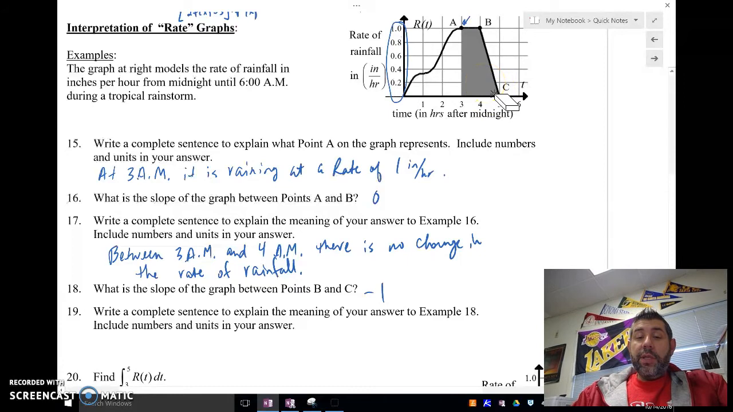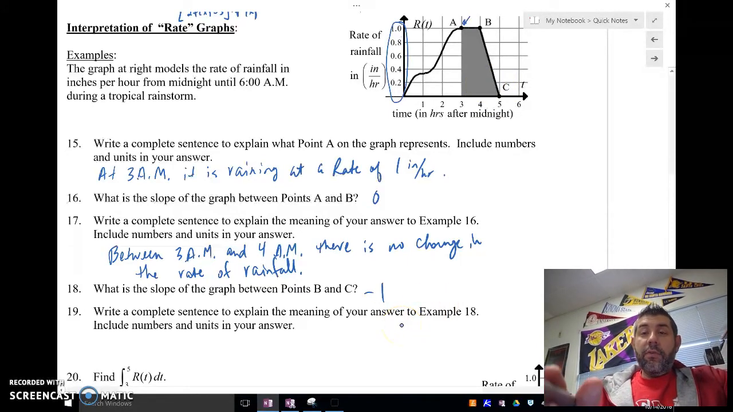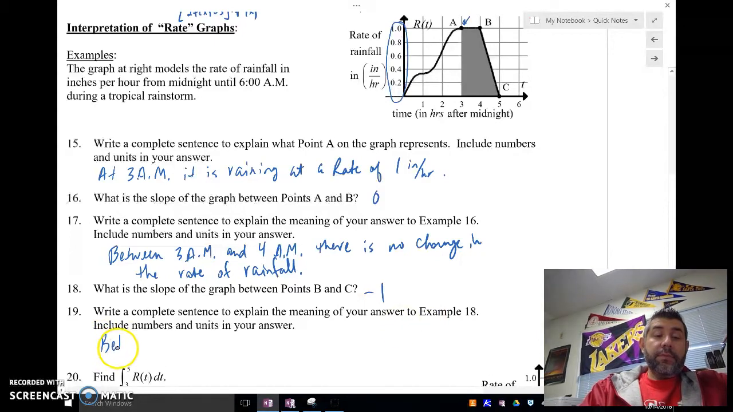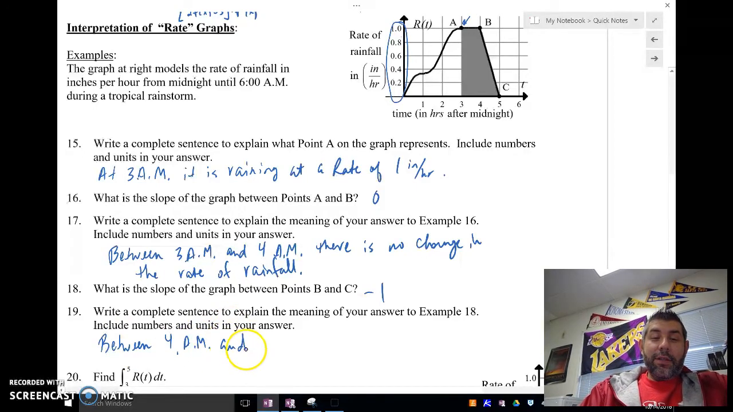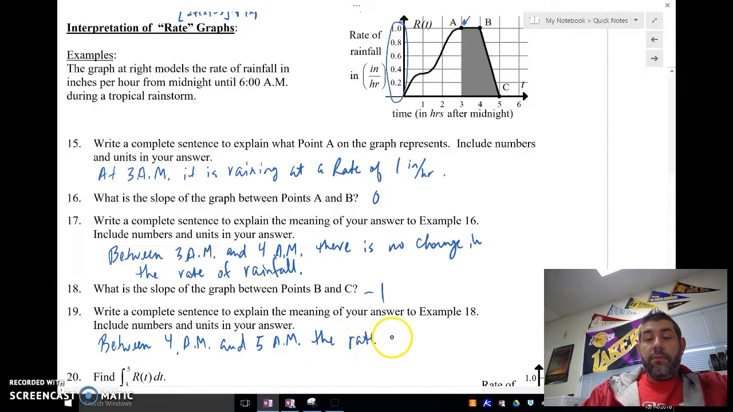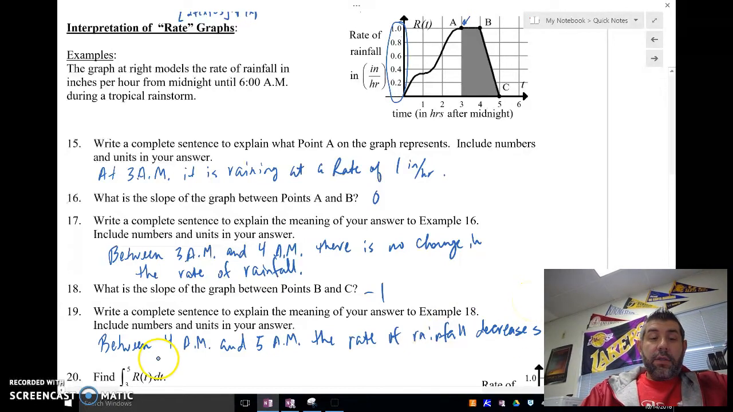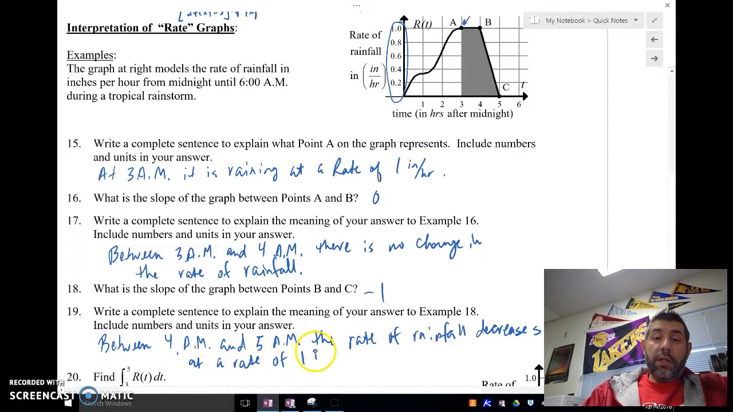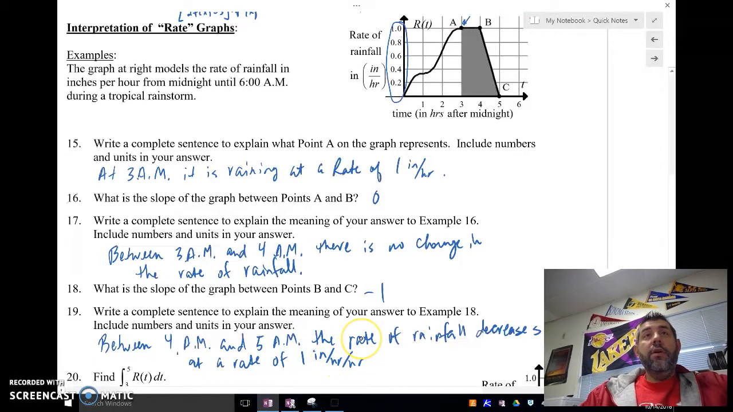Write a complete sentence to explain the meaning of your answer in example 18. So, between 4 a.m. and 5 a.m., the rate of rainfall decreases, right? Because we're talking about the rate. That's what this graph is. It's going to decrease at a rate of 1 inch per hour per hour. Or you can say 1 inch per hour squared, but 1 inch per hour is fine.